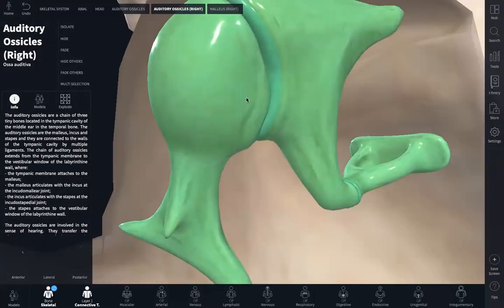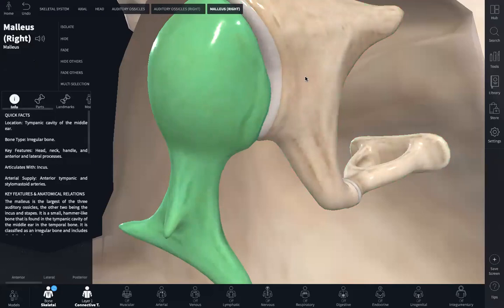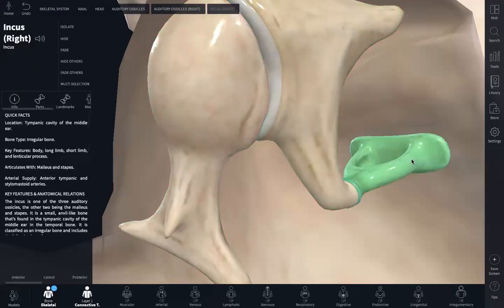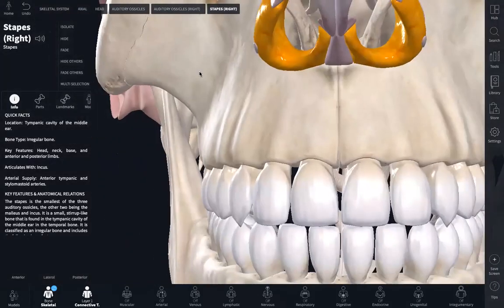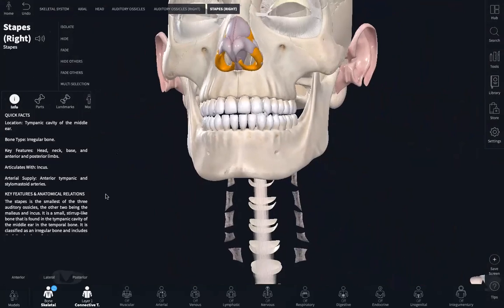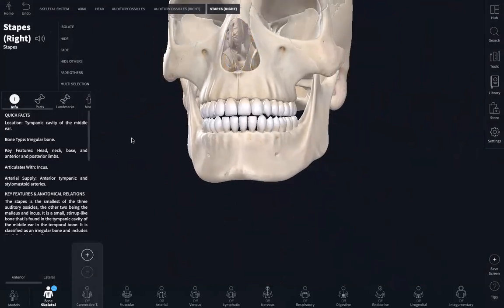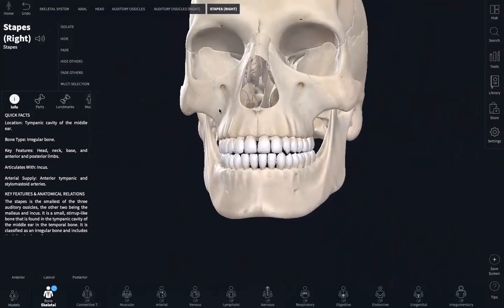Yeah, here we go. This is the malleus, the incus, and the stapes. Did you understand these three? Yes, we are, sir, right now inside the skull actually. Inside. Now let us come out of there. Okay. So we are good with the bones of the skull.